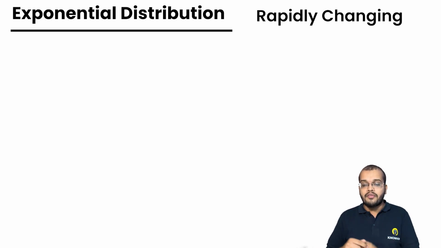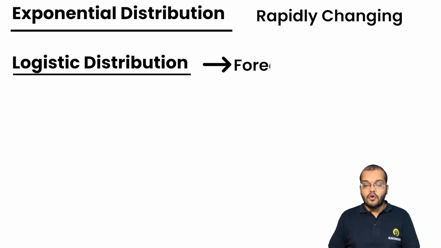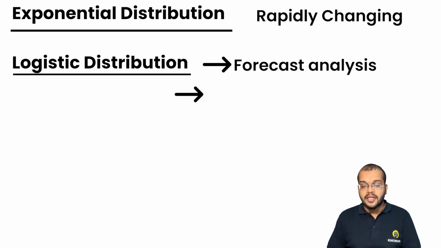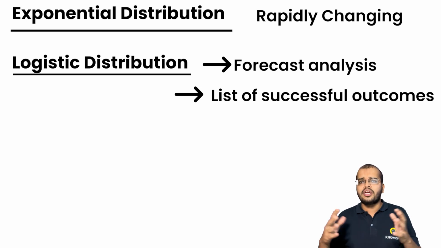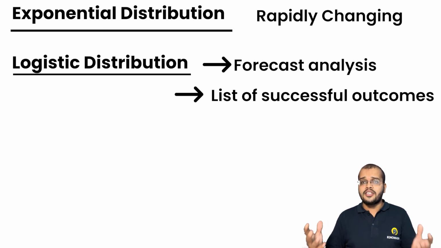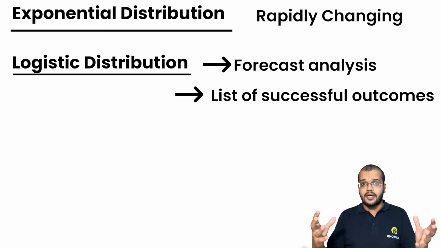The last type of distribution that I would like to tell you about is the logistic distribution. When do we use this logistic distribution? We use it in forecast analysis. It is used to determine the list of successful outcomes. What is meant by forecast analysis? We know what is meant by forecast analysis, right? Let us consider geographical data, the weather report and so on. We consider forecast analysis for this.